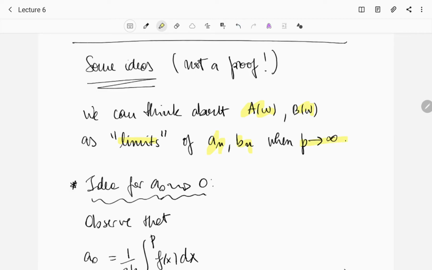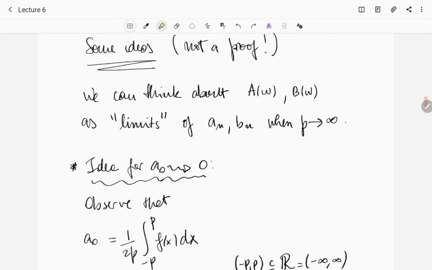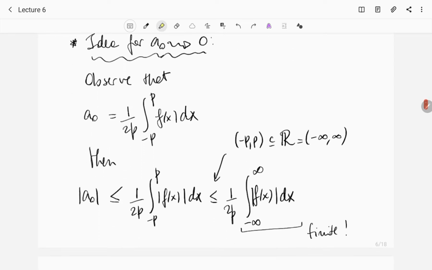This makes sense, because if we have a function defined on minus p to p and then we make p go to infinity, we will have a function defined on the whole real line. So it makes sense, at least as an idea. Let's see if we can give an idea.